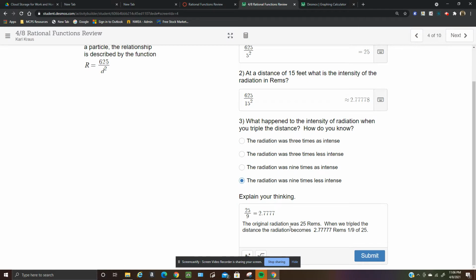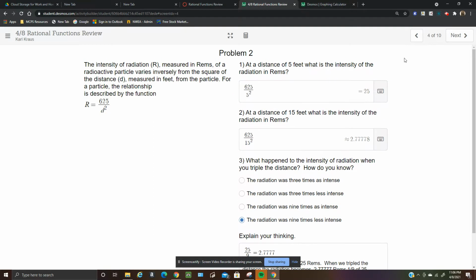So the original radiation was 25 rems. When we triple the distance, the radiation becomes 2.7 repeating rems there, or 1/9 of 25, or 9 times less intense.